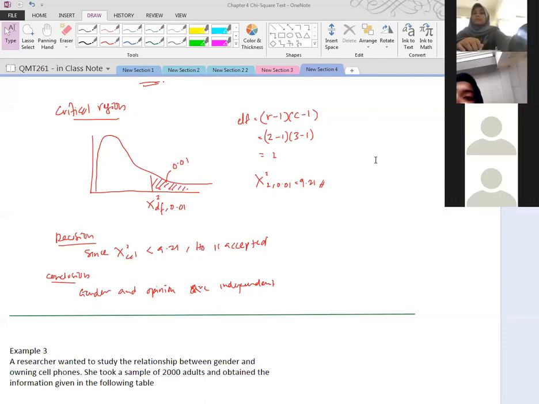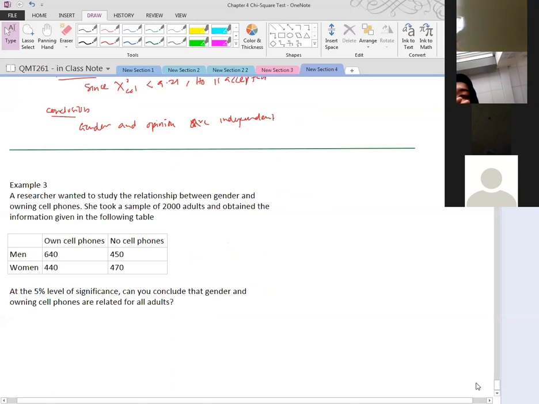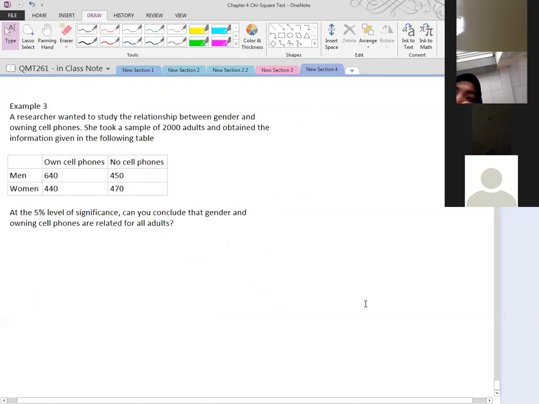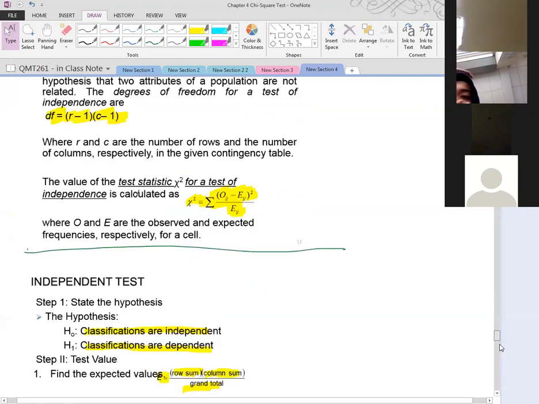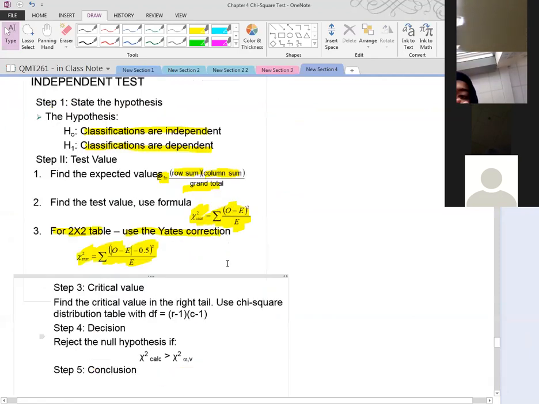Are you okay? We're going to look at a last example and we conclude our chapter number 4. Now look at last example number 3. If you still remember this one, if we have a 2 by 2 table, we need to use Yates correction. If you have more than a 2 by 2 table, we use a normal Pearson chi-square.